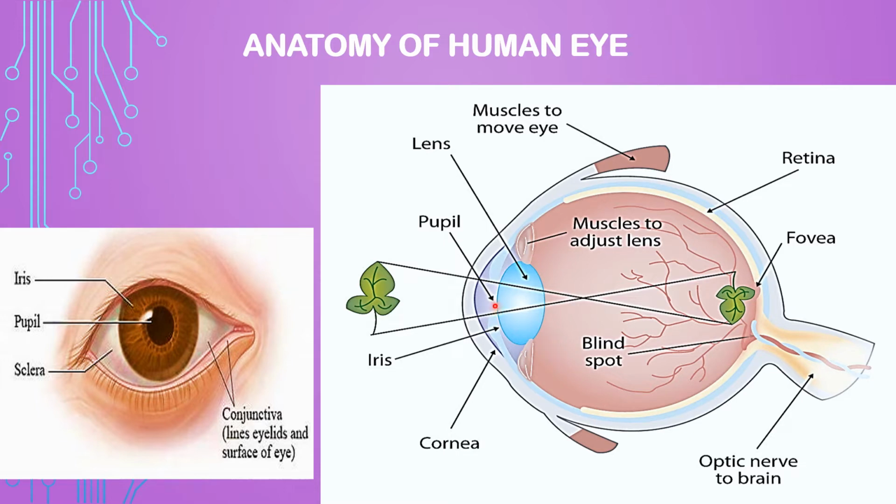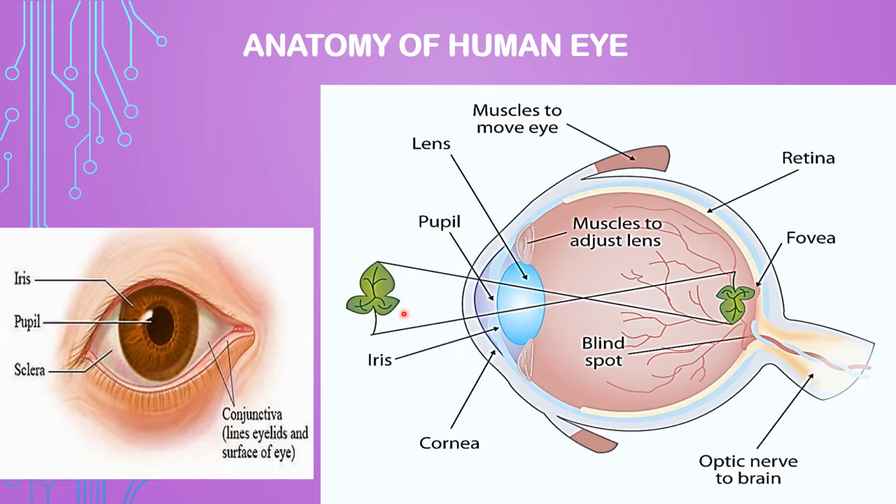So here the middle dark portion is the pupil. Then comes the iris. Then the lens. Here you can see the muscle to adjust the lens. Here is a muscle to move the eye. Here the cornea is there. Then at the back of the retina there is a blind spot. From there the optic nerve starts. Here the fovea is there and this portion is the retina.